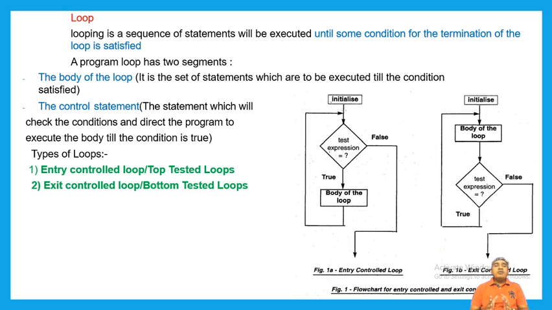The loop has two segments. First is the body of the loop. It is the set of statements, or set of instructions, which are to be executed until the condition is satisfied.